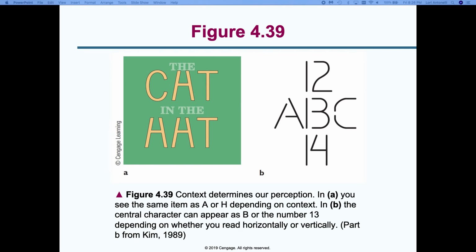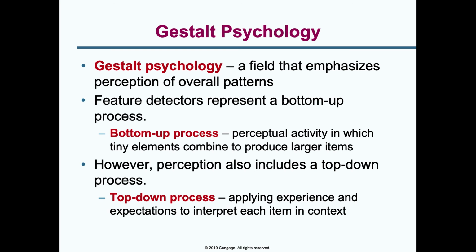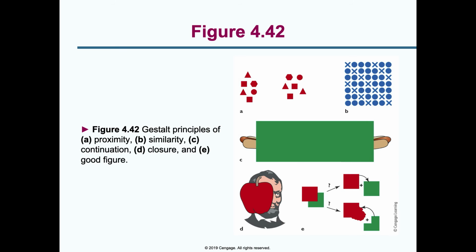In addition, look at this one in B. If you read it top to bottom, you may see 12, 13, 14, but if you read it left to right, you'll see A, B, C. So if we see this middle part as a B or a 13, it really depends on whether we're reading the slide side to side or up and down. That has to do with how we're seeing things and is part of Gestalt psychology. There are a couple of other principles here that I'm probably going to talk about in class.